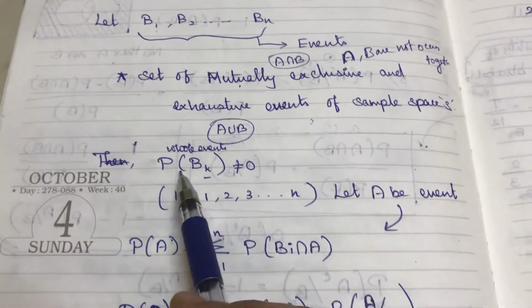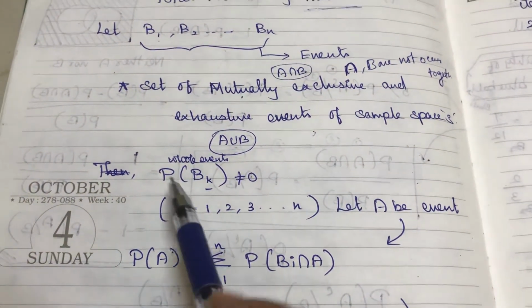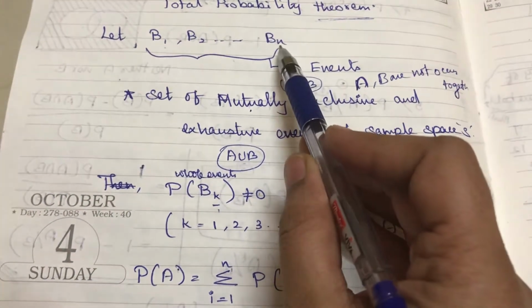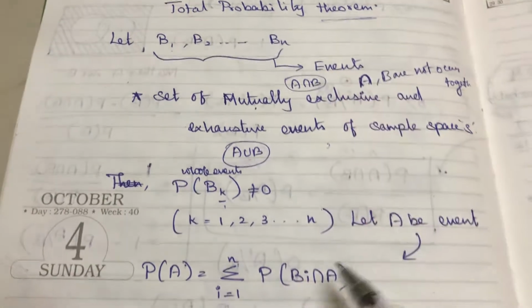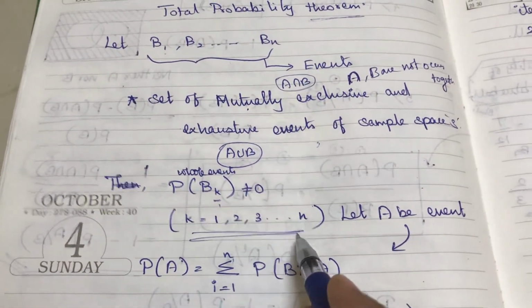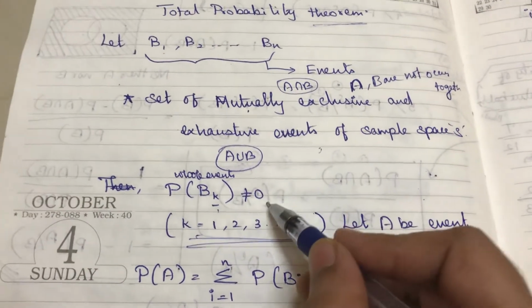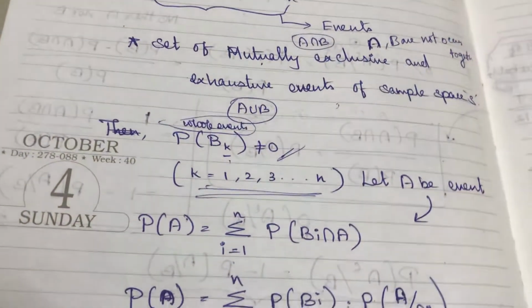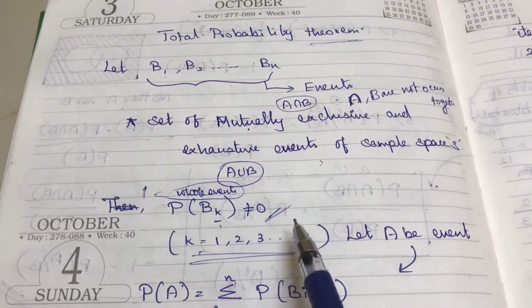Okay, whole event, that is P of B K. K means what? K will contain 1, 2, 3, 4 up to N, right? So this is what K is. So the probability of these events should not be equal to 0. That is the whole event. Okay. So the probability value of these whole events will not be equal to 0.